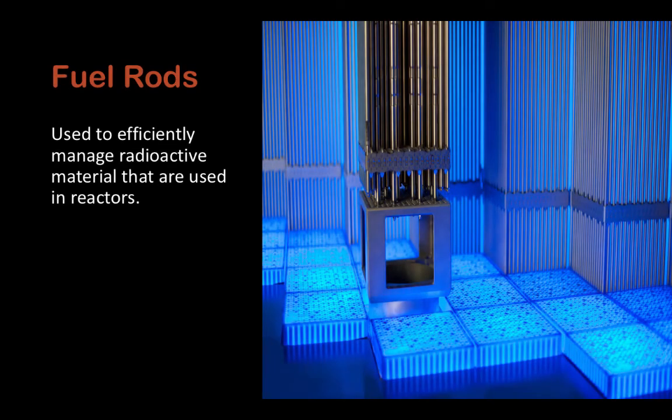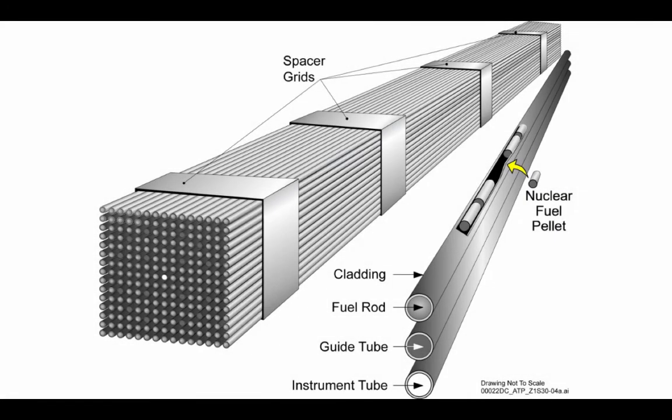These reactors use fuel rods. Fuel rods are used to efficiently manage radioactive material that is used in the reactor. Fuel rods start as a pencil eraser sized pellet. They are stacked into a tube that is referred to as the cladding. The cladding is sealed and now referred to as a fuel rod.